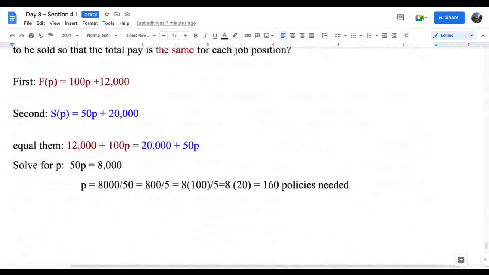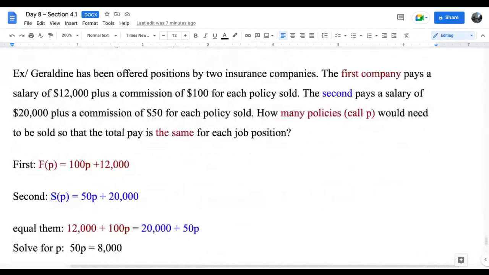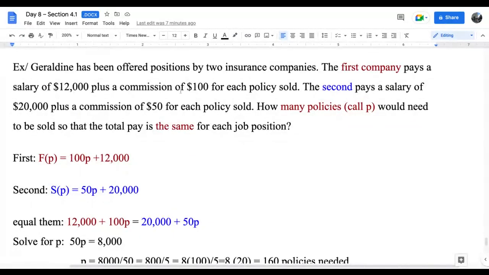Let's see this example. I think this is the last example. Geraldine has been offered positions by 2 insurance companies. The first company pays a salary of $12,000 plus commission of $100 for each policy sold. The second pays a salary of $20,000, right? Higher base salary, but lower commission rate. The first one is 100.